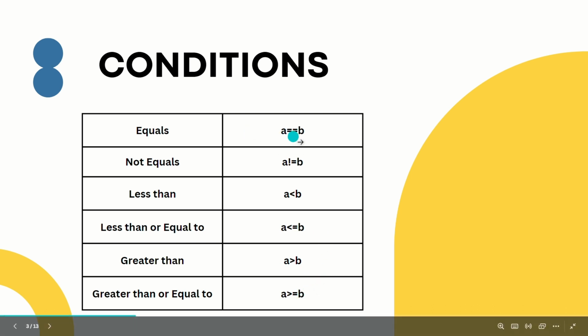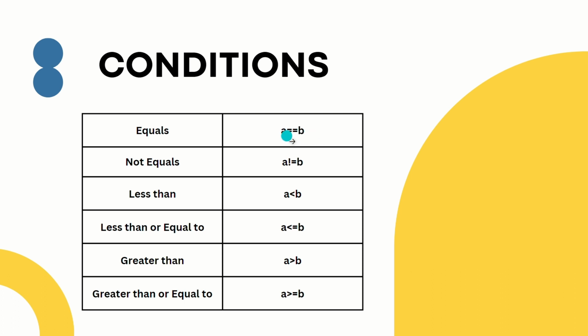So equals will of course return true if both the values are equal, the left hand side and the right hand side. Not equals is completely opposite to equals, so not equals will return true when they are not equal. Less than we all know, less than equal to also we know. Similarly greater than and greater than equal to.